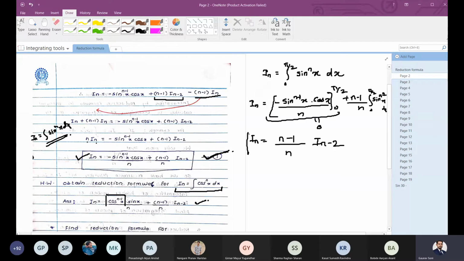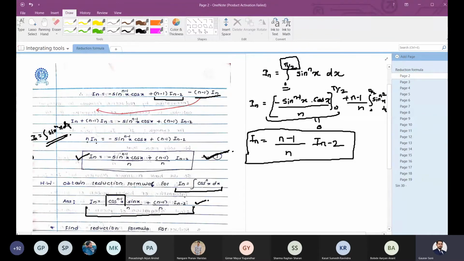So this is the same relation that I gave you earlier. So we have made a relation between In and I(n minus 2). Note that your limits are finite, and those are 0 to pi by 2. So the same relation, even if you put that here in In equal to cos raised to n minus 1 x, with 0 to pi by 2 in this case, at pi by 2 the first term will become 0 and the second term will become 0.